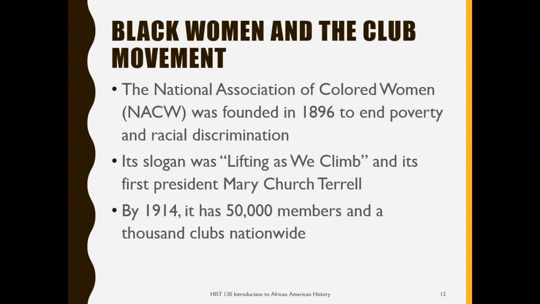But one of them, which is worth noting, is the National Association of Colored Women, the NACW. This organization was founded in 1896 to end poverty and racial discrimination. And this organization has an interesting slogan, which was "lifting as we climb." So that was the slogan of this women's organization. The first president was a well-known lady by the name of Mary Church Terrell. By 1914, the NACW already had up to 50,000 members and about 1,000 clubs around the country. So that was a famous, widespread organization.